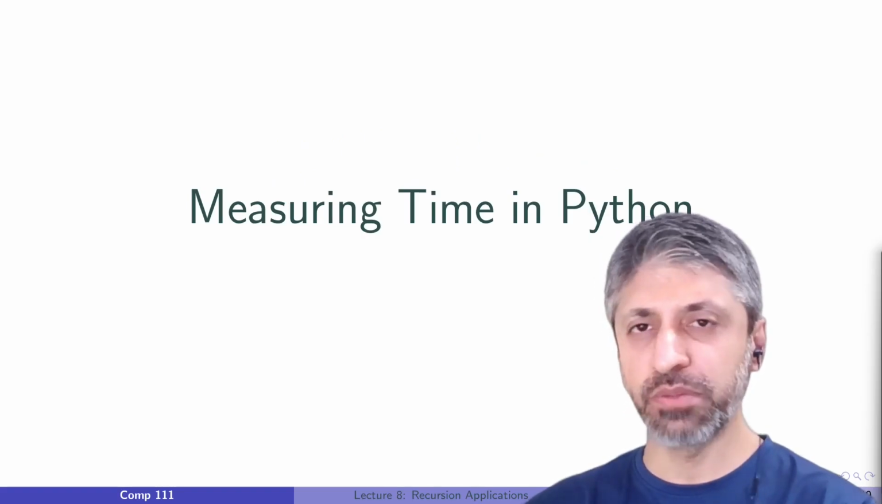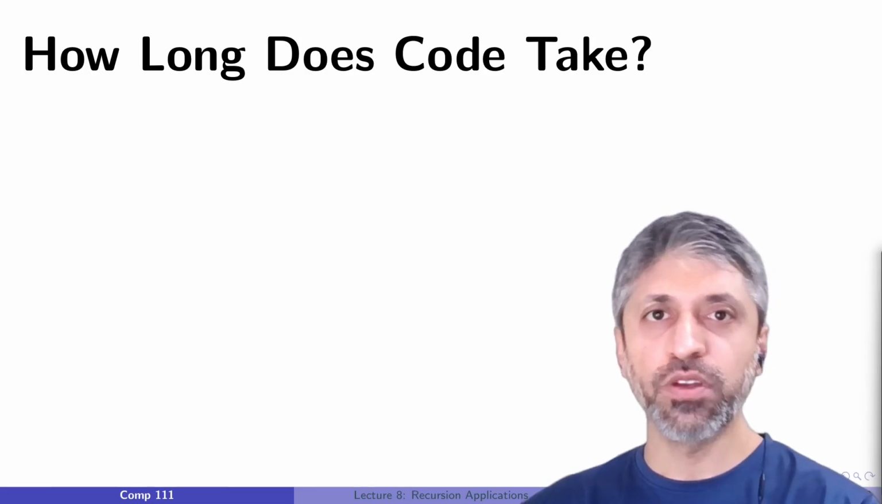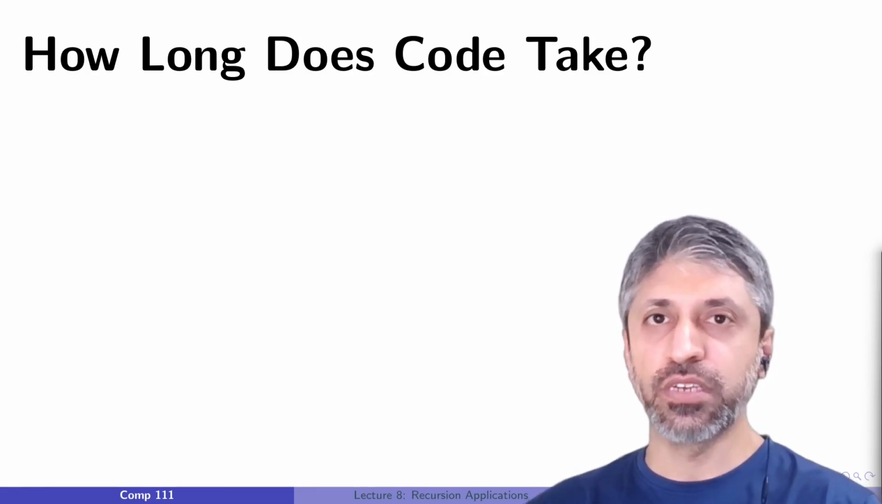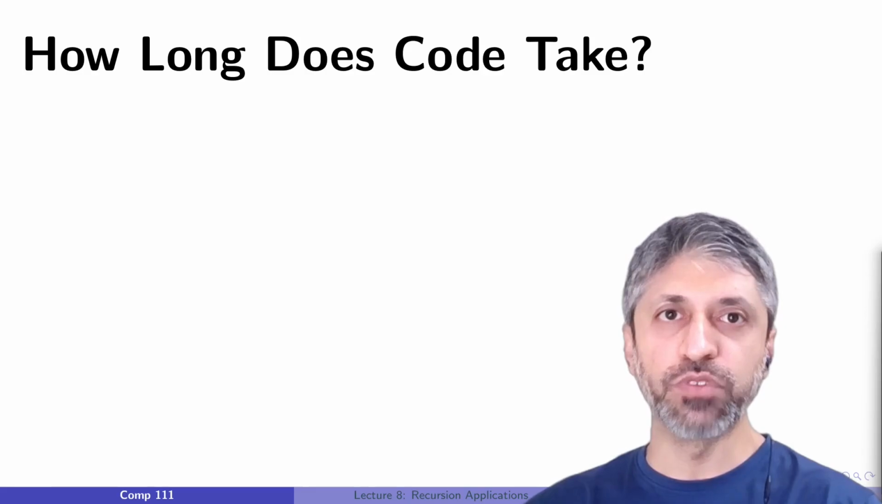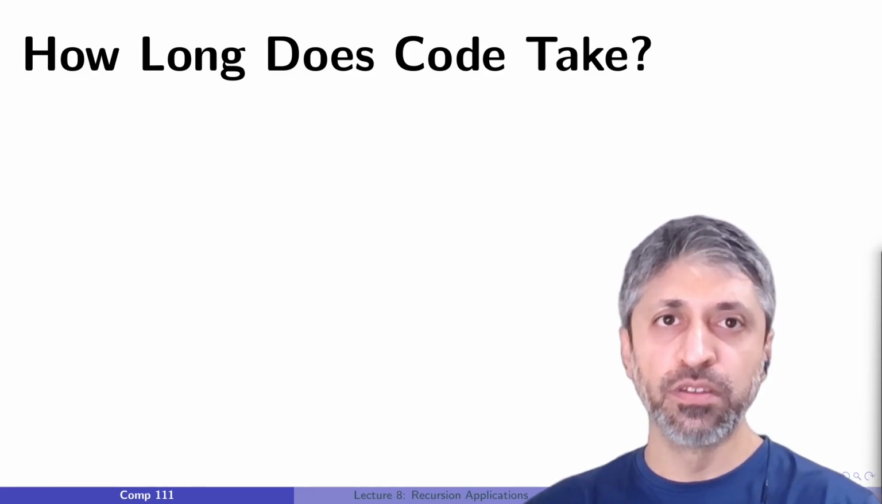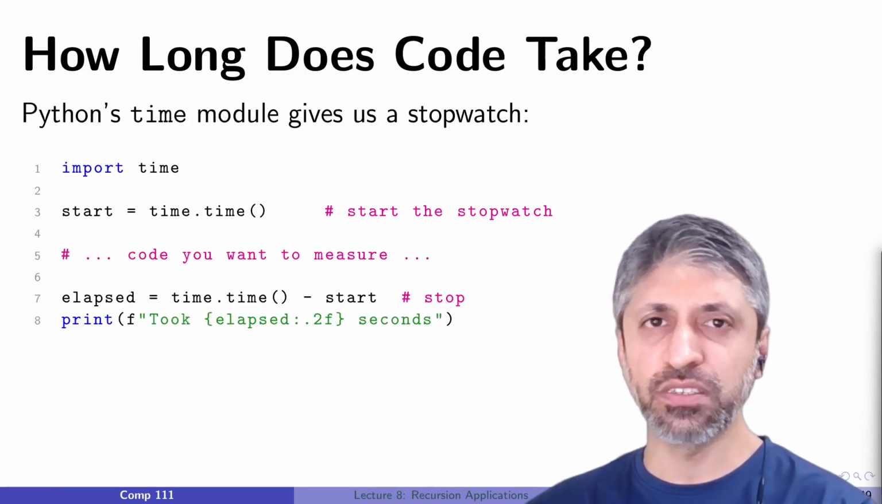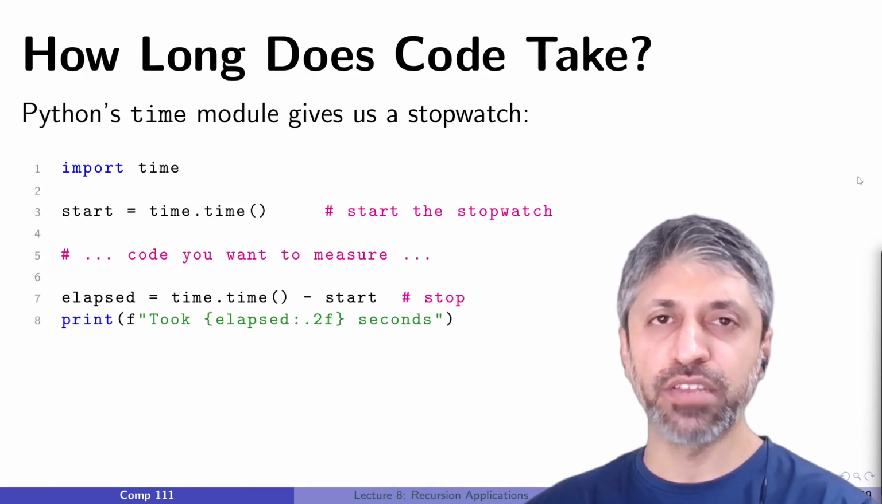How do we measure time in Python? Essentially, before we can get into sorting, we need to first learn how to actually measure time and how fast our code runs. Just saying that it felt slow doesn't really teach us much. So Python uses something called the time module. Think of it as a stopwatch.